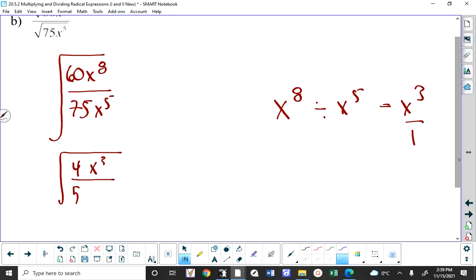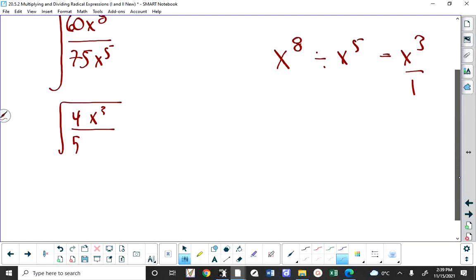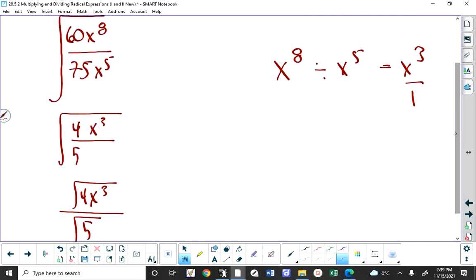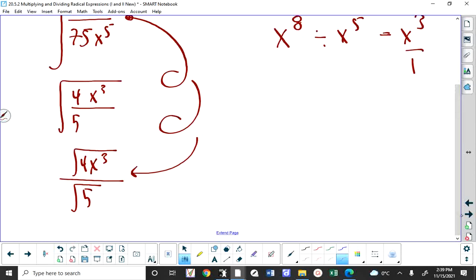Okay, so now that we've simplified that, and you know what, let me write this next thing first. Now that we've simplified it, we're going to actually go backwards and write 4x cubed as a radicand over 5 as a radicand. And I would say to you that you can certainly go from here to here. You don't have to rewrite it as a single radical, which is the middle line. You could just simplify things that way. Okay, so now what? Let's go over here.